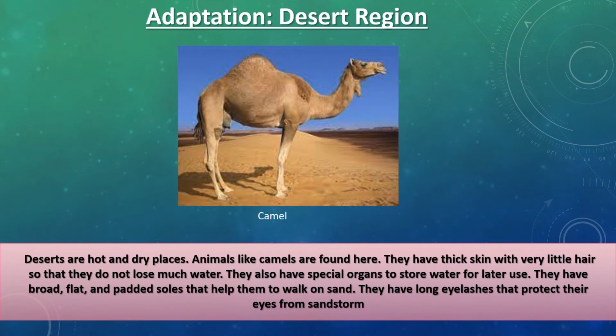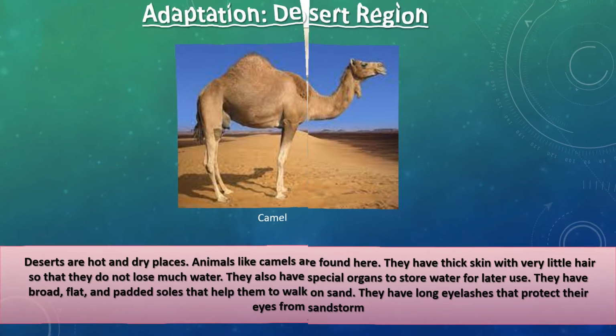Let us see how the animals that live in desert region adapt. Deserts are hot and dry places. Animals like camels are found here. They have thick skin with very little hair so that they don't lose much water. They also have special organs to store water for later use. They have broad, flat, and padded soles that help them to walk on sand. They have long eyelashes that protect their eyes from sandstorm.